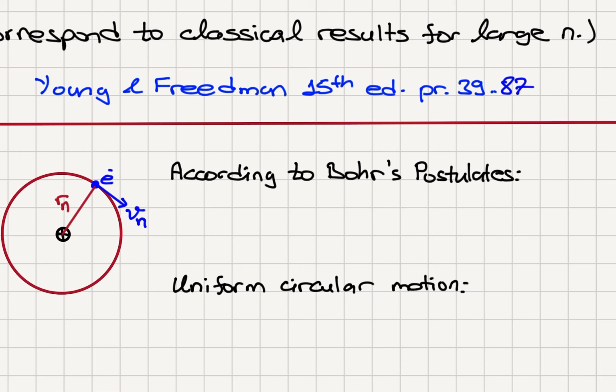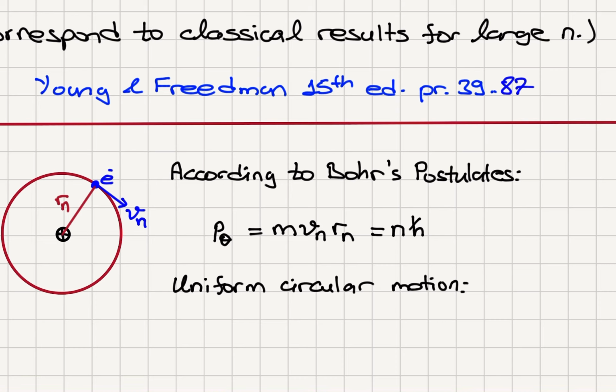According to Bohr's postulates, one of the postulates is that the angular momentum of the electron, p theta, which is by definition the mass of the electron multiplied by its velocity multiplied by the radius of the nth orbit, is equal to integer multiples of the reduced Planck's constant, h bar. Okay, so that's a Bohr postulate.